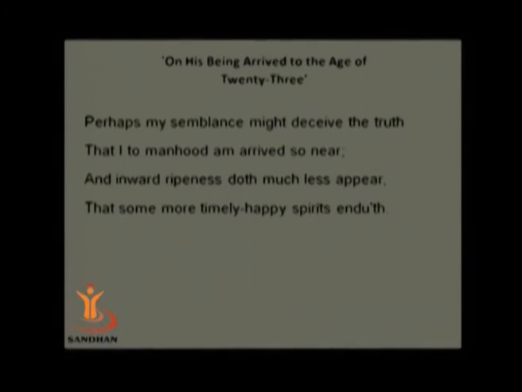Because time is a subtle thief, a cunning thief, and Milton, as a poet, has not realized when his 23 years have passed before him. "Perhaps my semblance might deceive, the truth that I to manhood am arrived so near, and inward ripeness doth much less appear, that some more timely happy spirits endueth." Timely happy means achievements corresponding to the age of 23, where Milton's friends who have already reached that age of manhood have probably achieved more than what Milton thought that he has achieved.